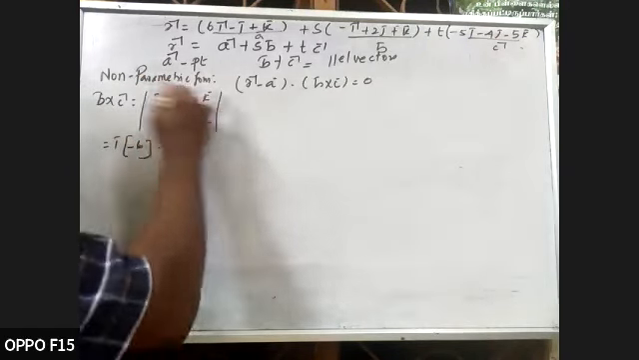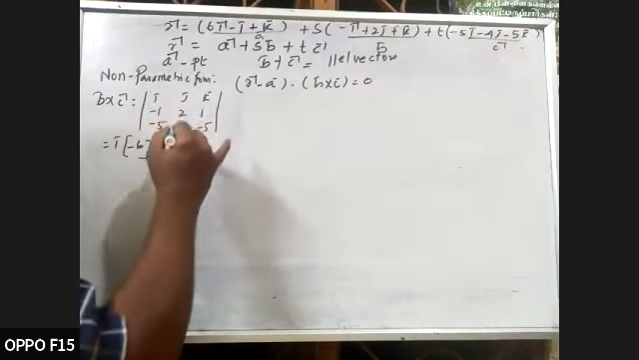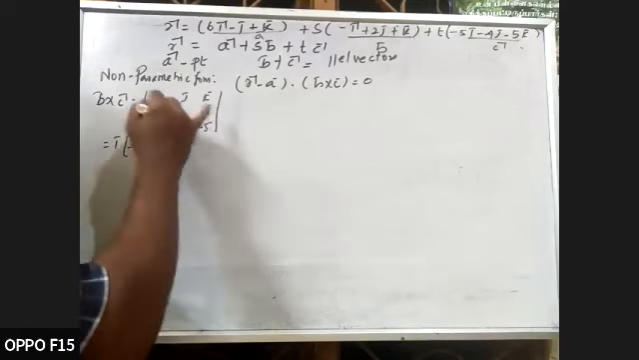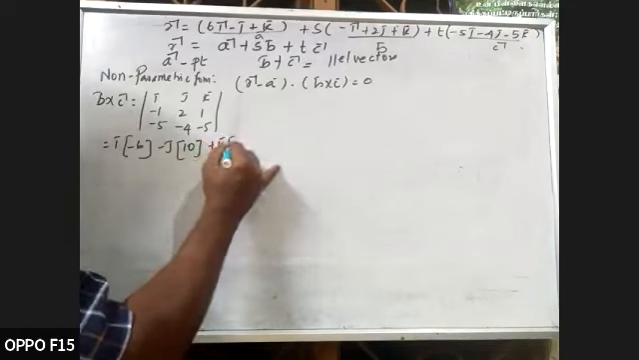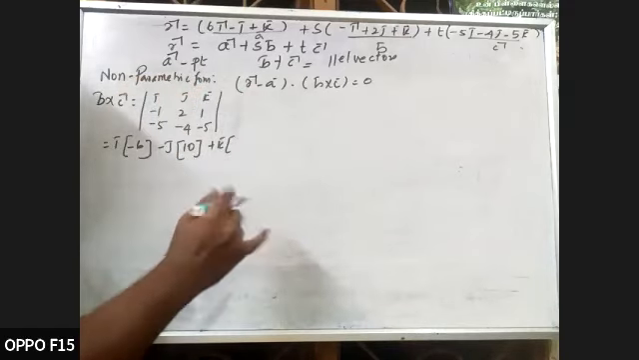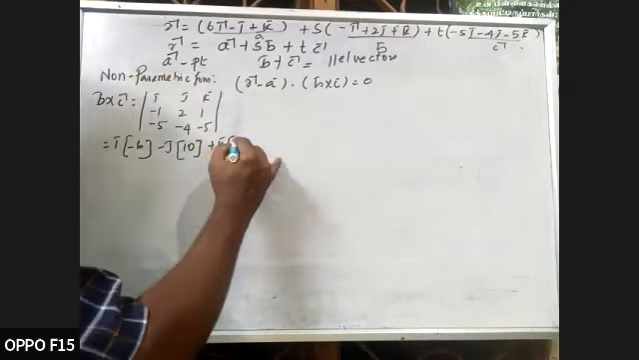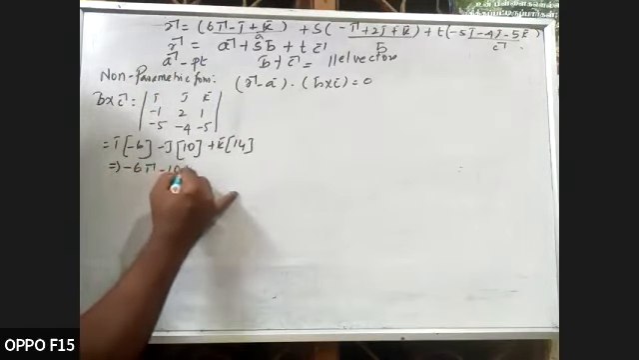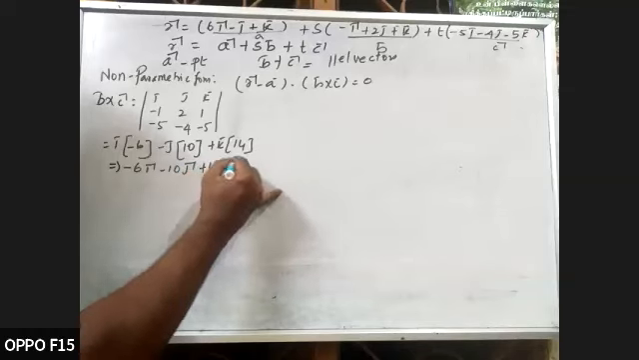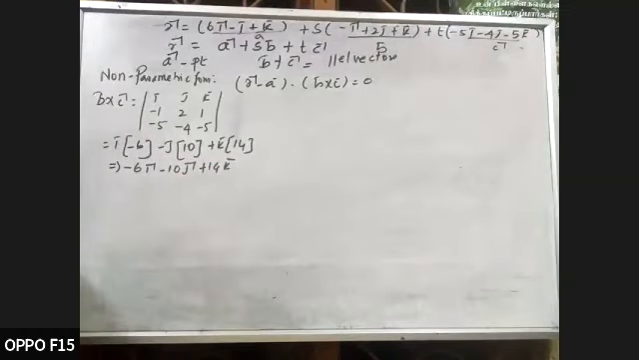Minus j vector, this row, 5 plus 5, minus into minus plus 5, which equals 10. Plus k vector into this row, this column, 4 plus 10, which equals 14. Therefore, we have minus 6i vector, minus 10j vector, plus 14k vector. This is called b cross c.